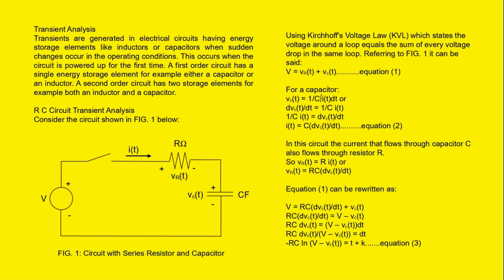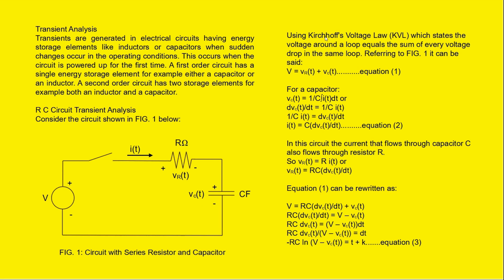RC circuit transient analysis. Consider the circuit shown in figure 1 below. It's got a voltage source, it's got a resistor with R ohms, it's got a capacitor with C farads. There's a current i(t) flowing, and the voltage drop across the resistor is VR(t) and the voltage drop about the capacitor is VC(t).